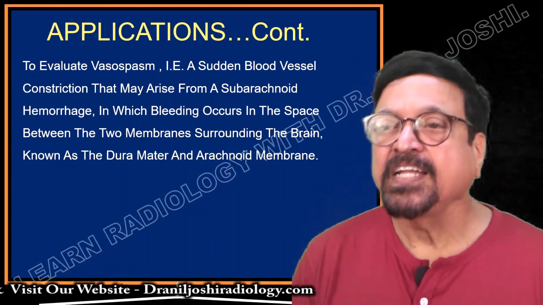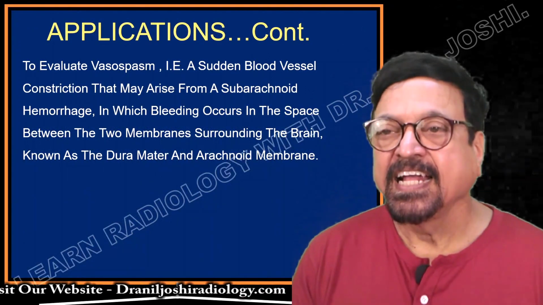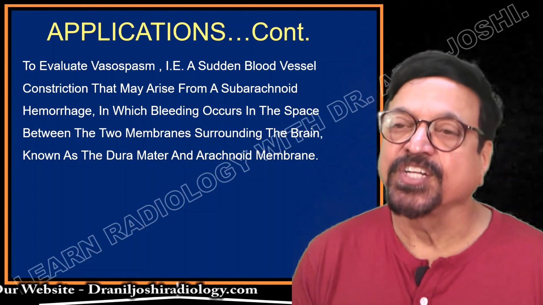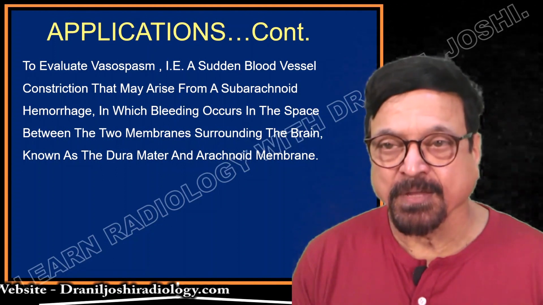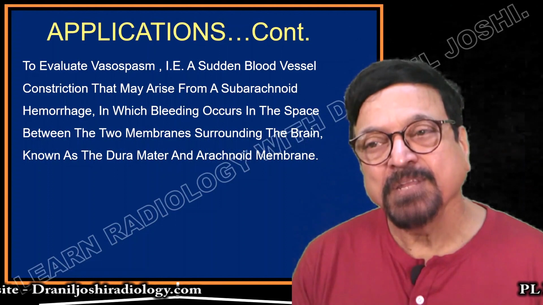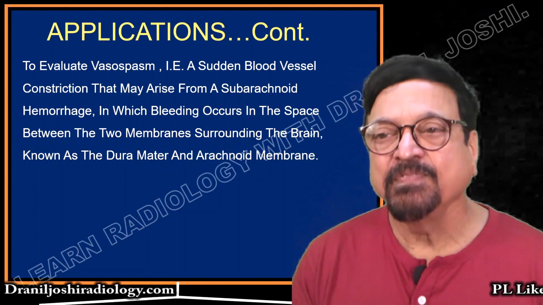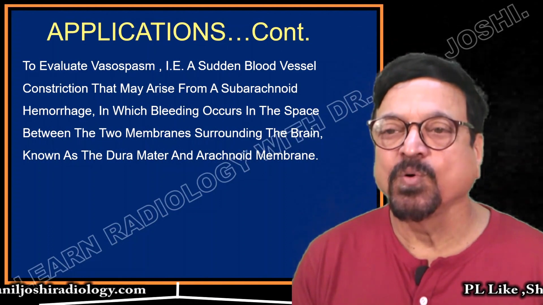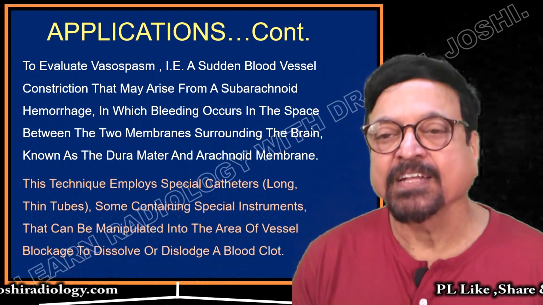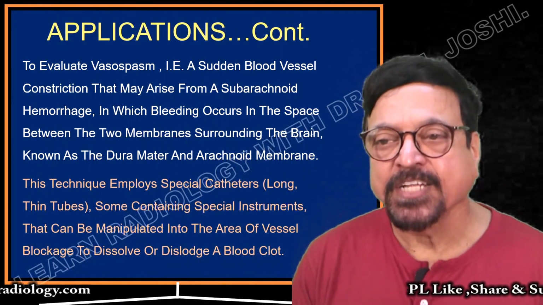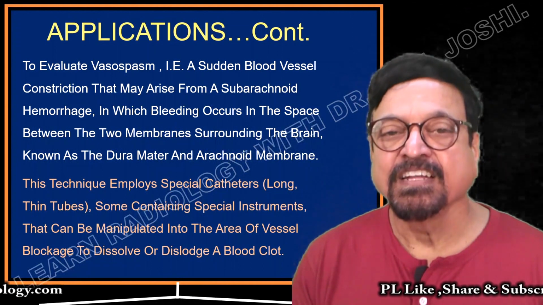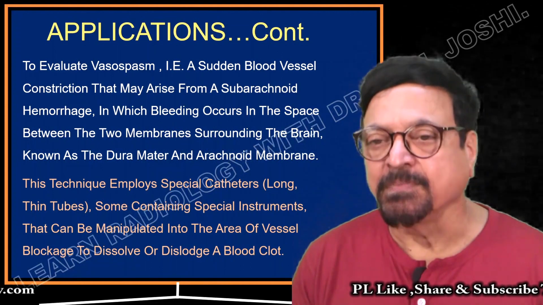Now, to evaluate a vasospasm, that is a sudden blood vessel constriction that may arise from a subarachnoid hemorrhage, in which bleeding occurs in the space between the two membranes surrounding the brain, known as dura mater and arachnoid mater. So, if the hemorrhage occurs, that will cause this reflex vascular spasm.